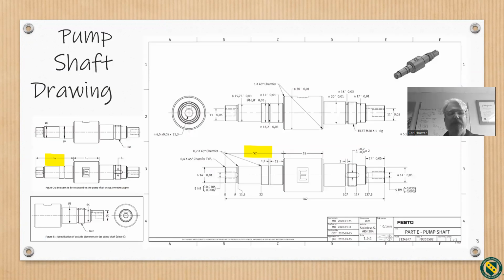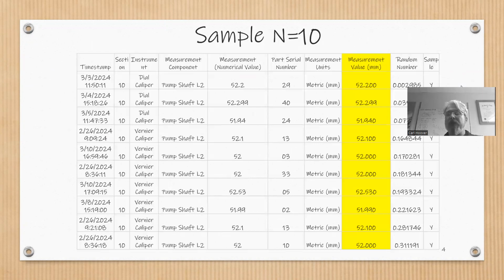L2 is that measurement from the end of the shaft to the middle of the shaft. It's supposed to be 52 millimeters. Previously, we took a sample, and the sample size was 10. So here are some of the example measurements shown here, ranging in the 52, 51 range.